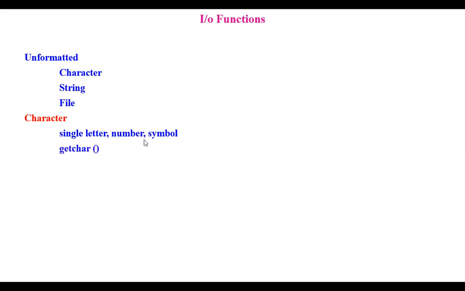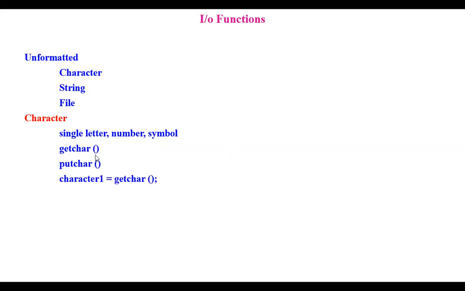Coming to the unformatted functions, they are used for character, string, and file types. Let us see what they are. If you take the character, it is a single character only, right? It reads a single character, a single letter. It may be a number or a symbol. getchar is used to read one character, and putchar is used to display one character.